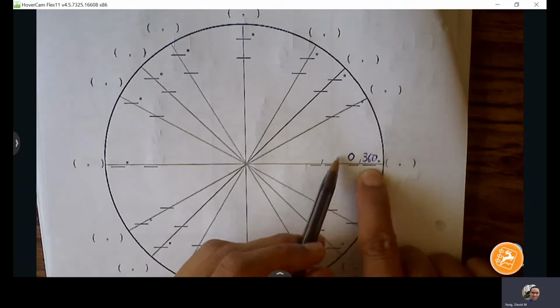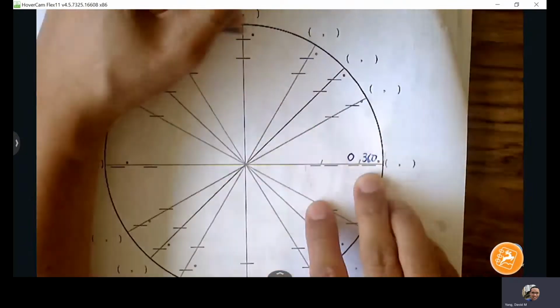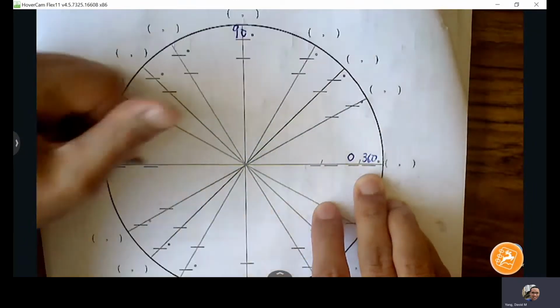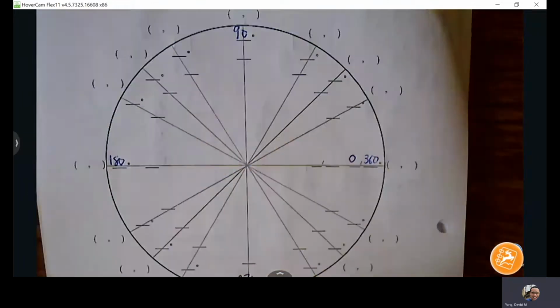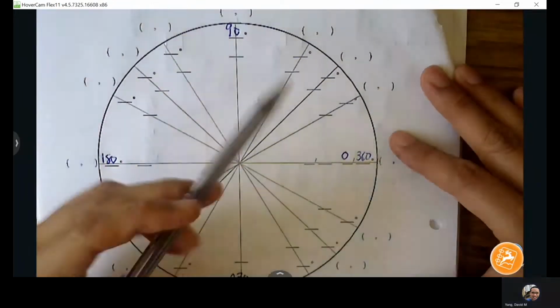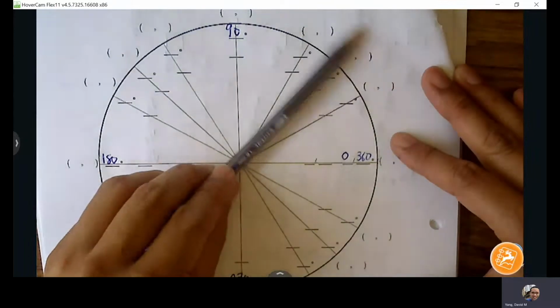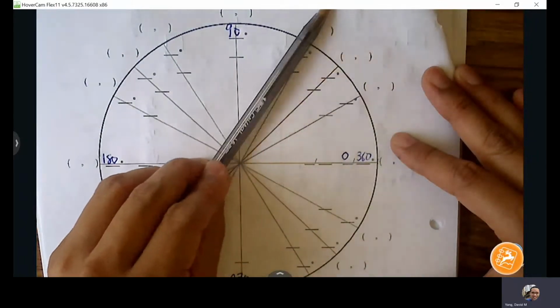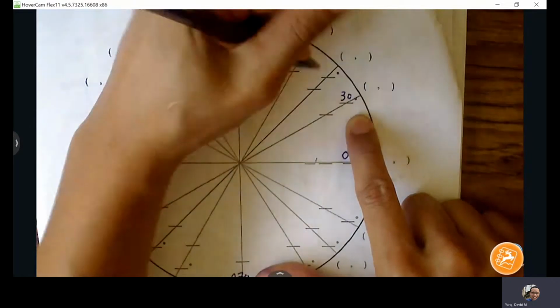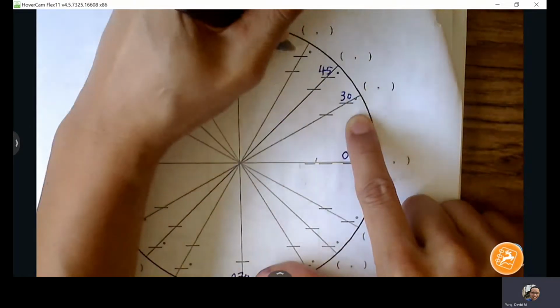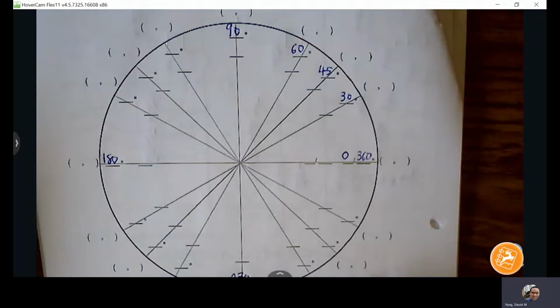Okay. All the quadrants, let's do all. So we know this is 90 degrees. We know this is 180. We know this is 270. Back to 0. Now, all the special angles that we're dealing with, 30, 45, and 60, they all go in their respective spots here. So 30 degrees, 45, and 60.